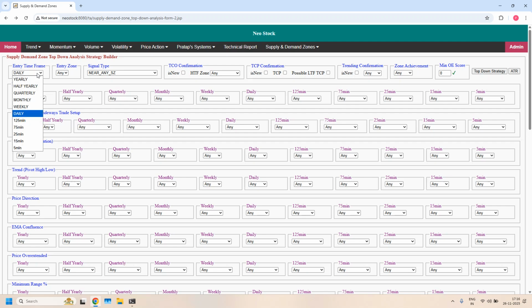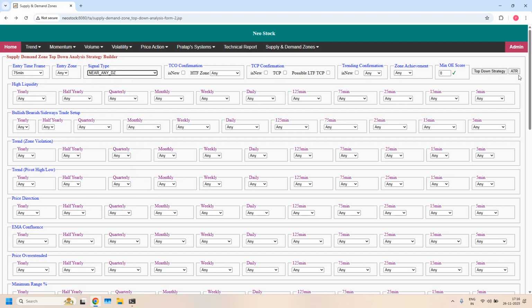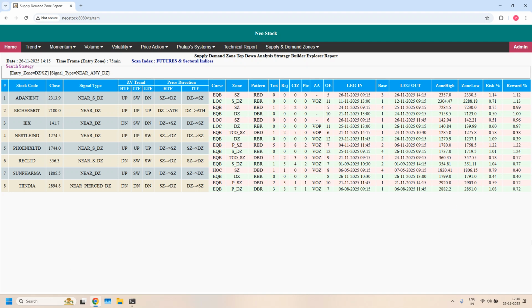Okay, next time frame is 75 minutes. Stocks near to the 75 minutes demand zone, we got 8 stocks. Let's identify the high liquidity zones from this list. Adani Enterprises is having a 75 minutes high liquidity demand zone. Next, Phoenix Limited is having a 75 minutes high liquidity demand zone.